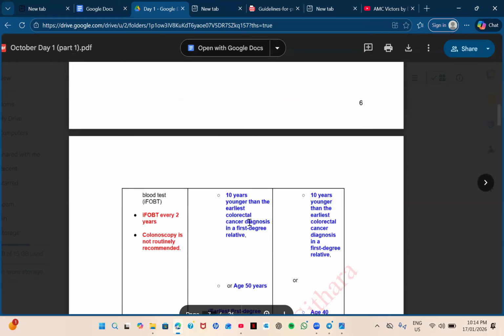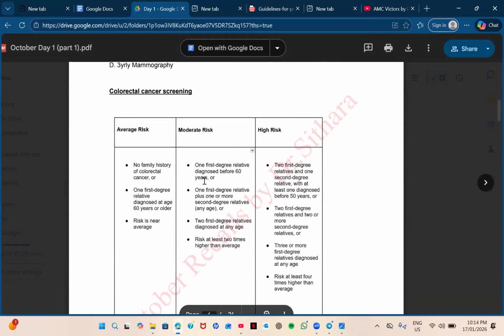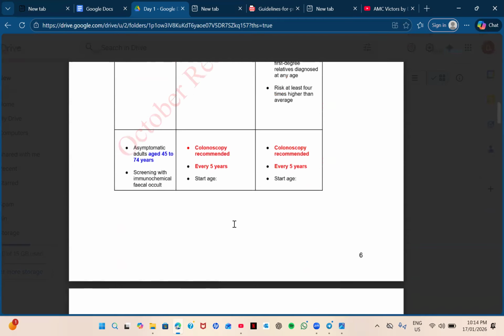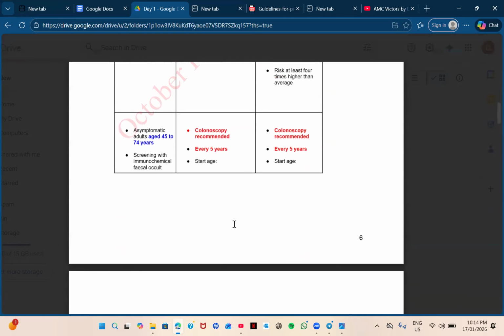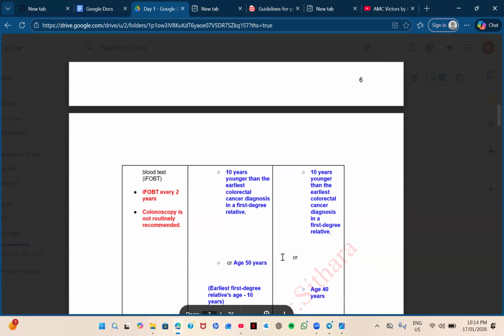Okay, as an example, you have to tell me. A son came mentioning his father is diagnosed with colorectal cancer at 55. Okay, 55 is his father's age, and he's in which category? I'm just explaining this one, okay? Moderate. Okay, it's moderate, right? Because one first degree relative is diagnosed before 60. And then the next question is when we should start to screen this child.